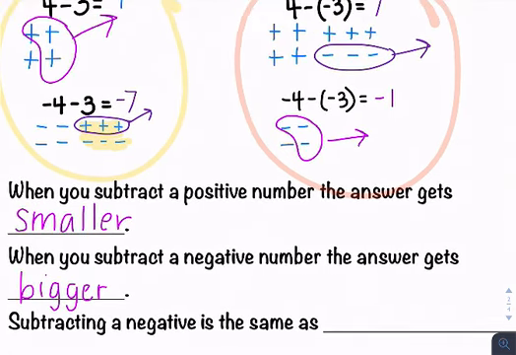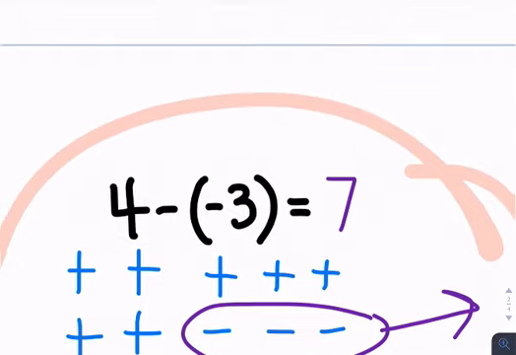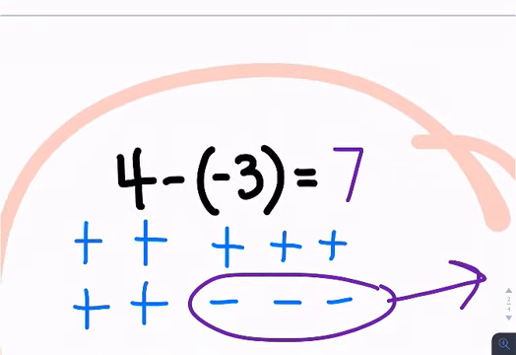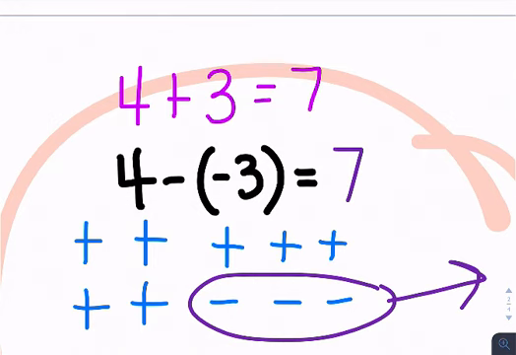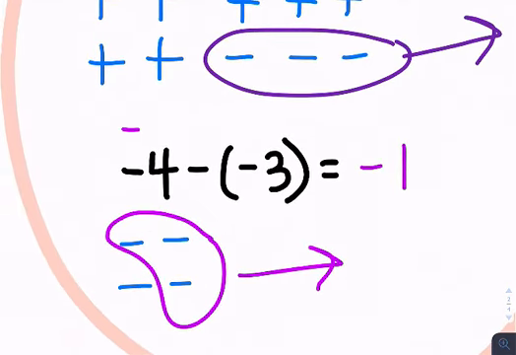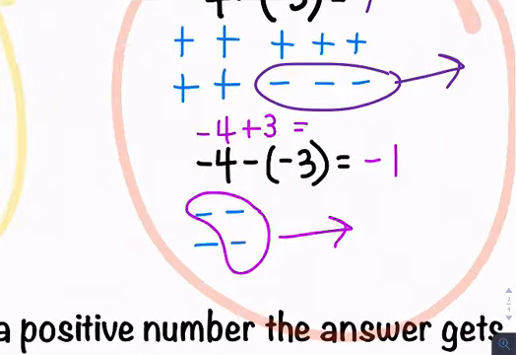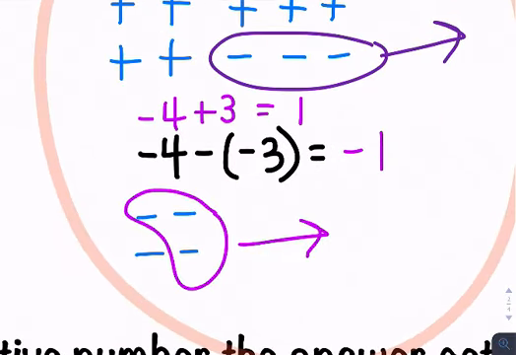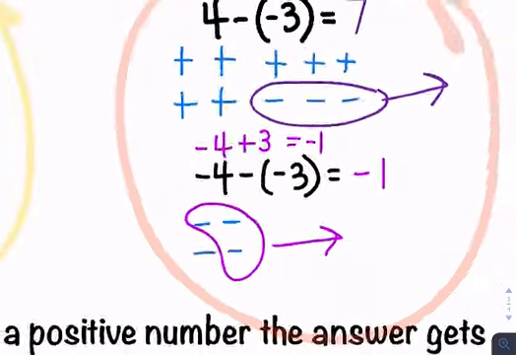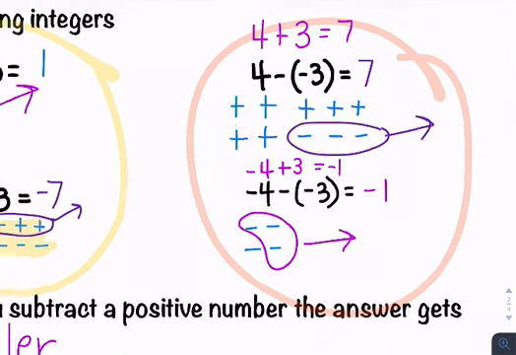We could also say that subtracting a negative is the same thing as adding a positive. So like this one right here, we could also rewrite this as 4 plus positive 3, and we would get the same answer. Same thing here: negative 4, instead of minus negative 3, plus positive 3, which is negative 1. So we can rewrite those subtracting negatives if it makes more sense. Otherwise, drawing the pictures is just fine.